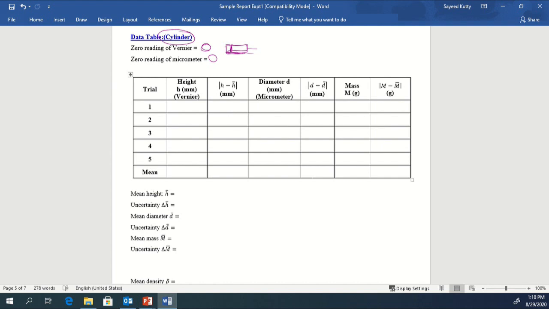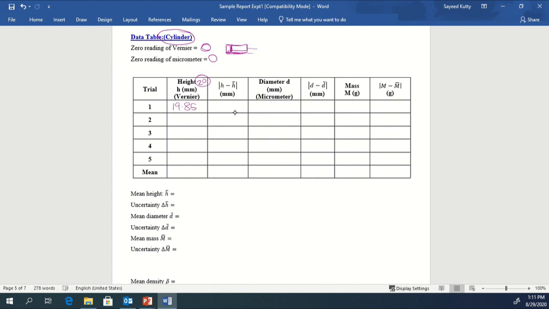Okay, next, this is the column. I already explained how to do this. Imagine you are going to take the height. How many times will you take the height? 5 times. And what will this represent? The mean height. Imagine you are going to measure a cylinder, and let's say the cylinder has approximately 2 centimeter length. 2 centimeter means 20 millimeter, right? So let us take some measurements.